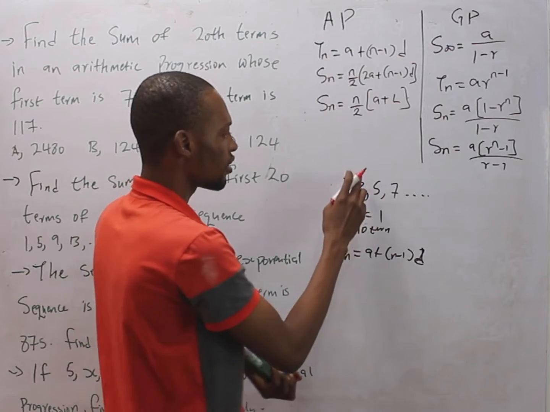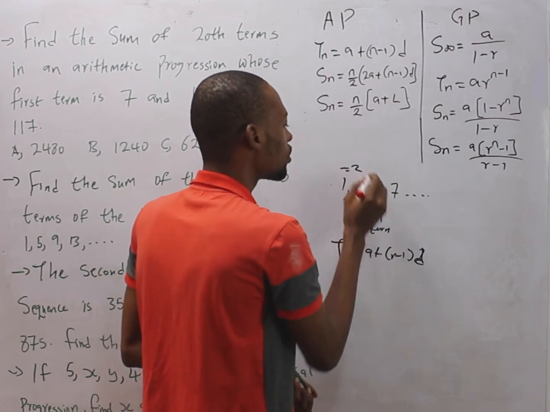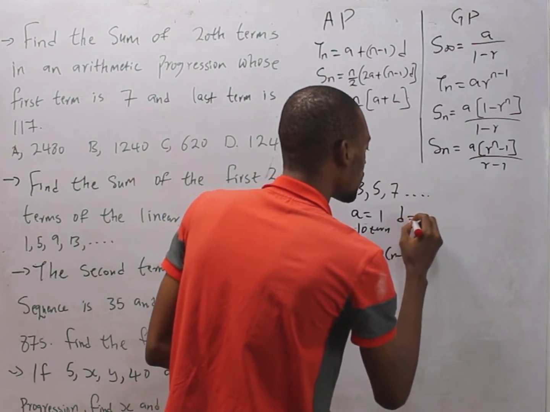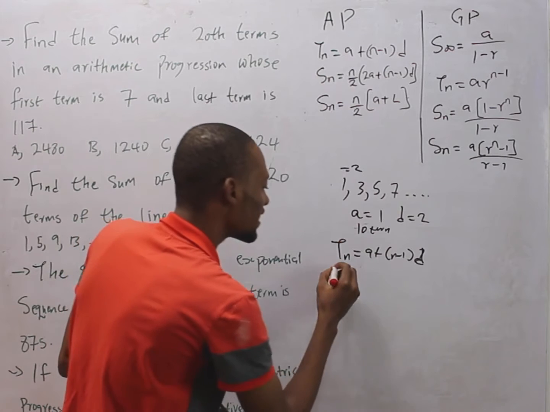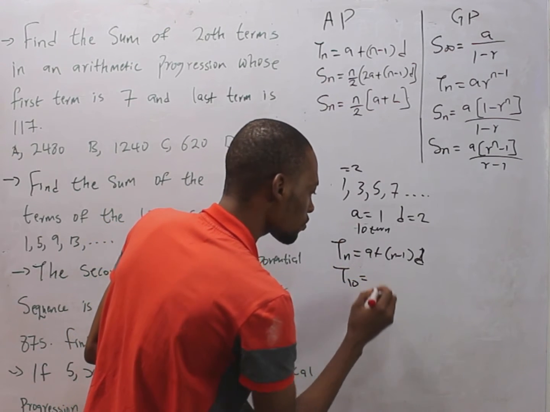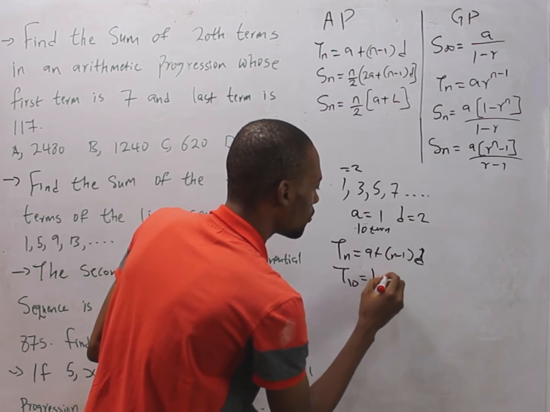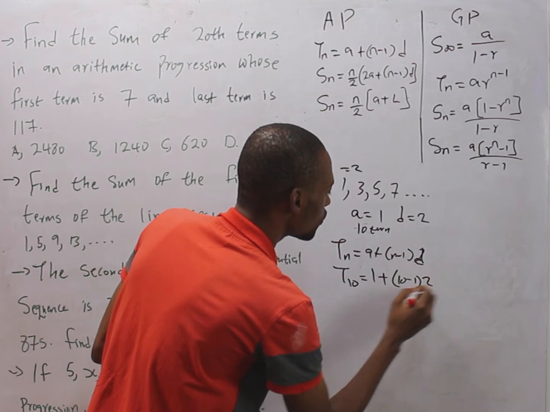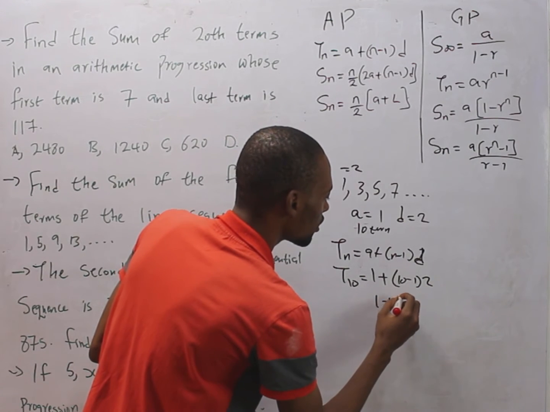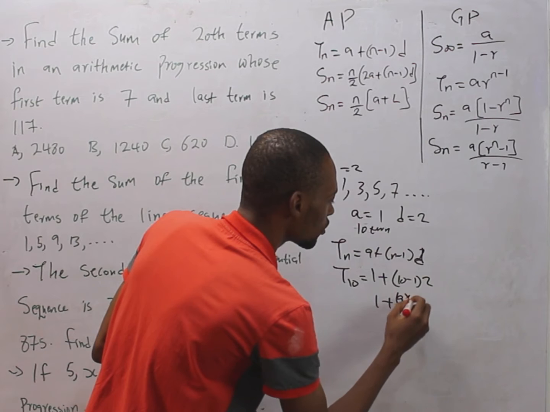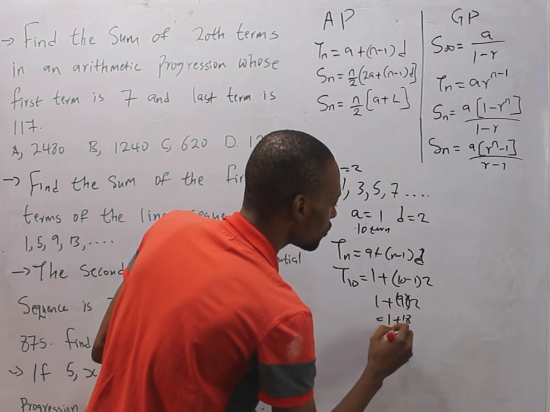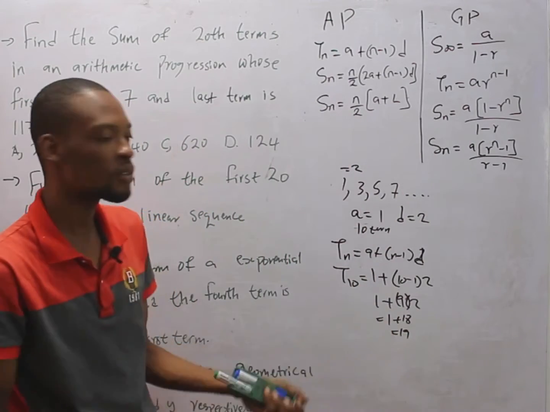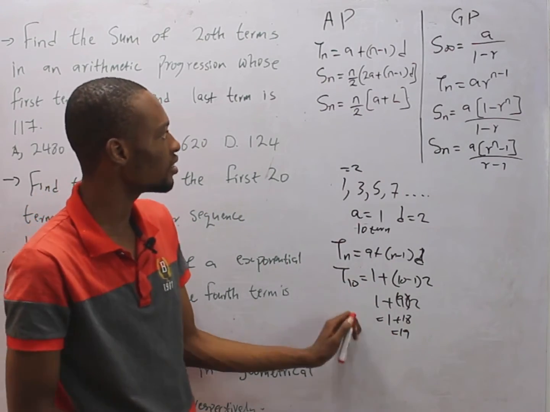Like I told you, the second term minus the first term is equal to the third minus the second. So it's a constant number. That is the common difference. d is equal to 2. So the 10th term, T10, is equal to A, which is 1, plus (n minus 1), that is 10 minus 1, times d, which is 2. We have 1 plus 9 times 2, which is equal to 1 plus 18, which is equal to 19. So if you keep counting, the 10th term will be equal to 19. This is what this formula is used for.